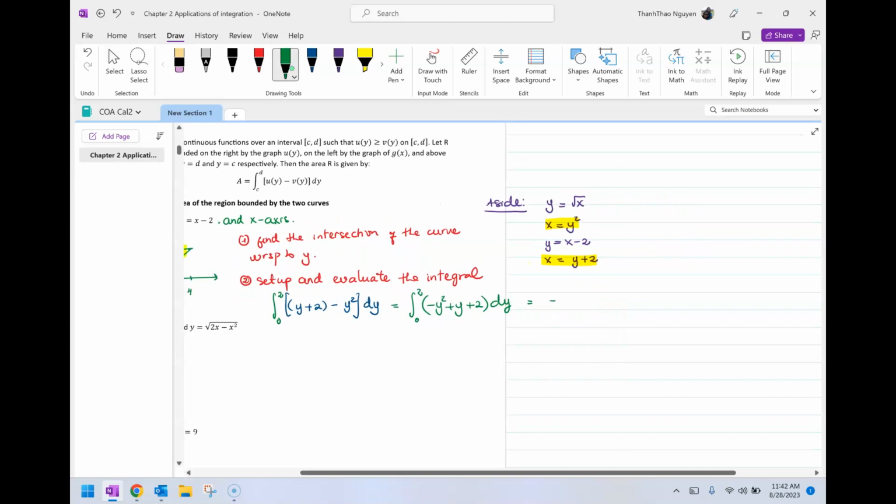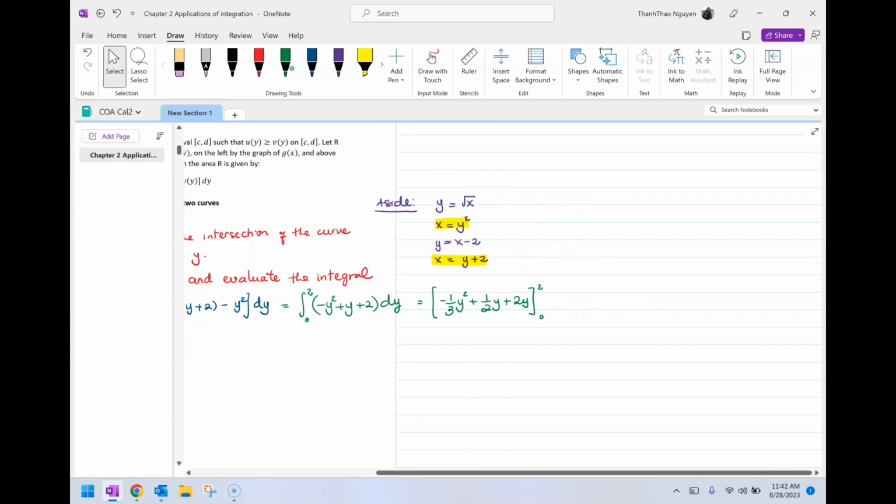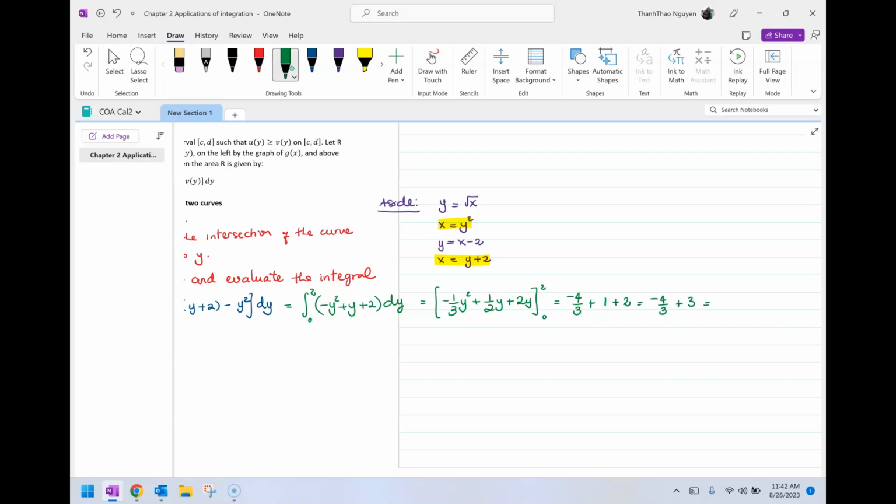This is negative 1/3 y squared plus 1/2 y plus 2y, evaluated from 0 to 2. So we are looking at negative 4/3 plus 1 plus 2, so negative 4/3 plus 3. So 3 times 3 is 9, minus 4, this makes 5/3.